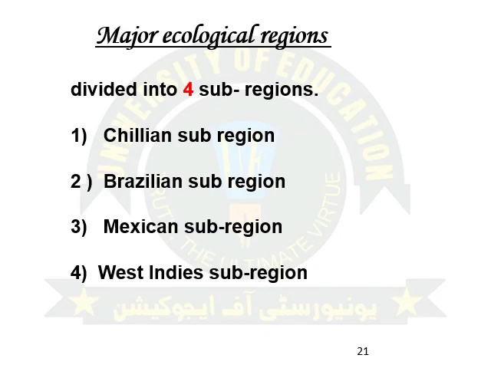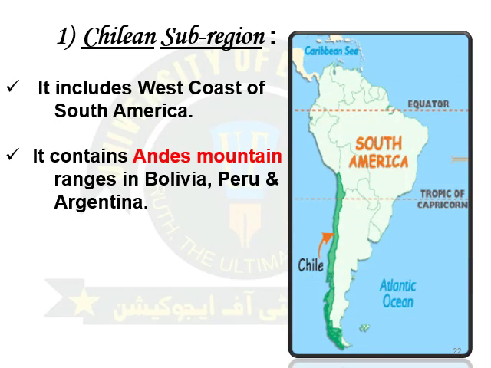Major ecological regions of Neotropical include Chilean subregion, Brazilian subregion, Mexican subregion, and West Indies subregion. We will discuss these ecological regions one by one. First, we have the Chilean subregion. It includes the west coast of South America. It contains the Andes Mountains in Bolivia, Peru, and Argentina.